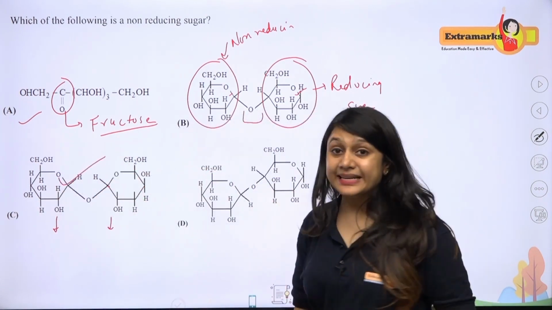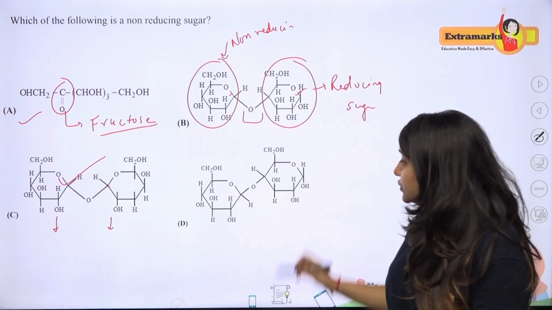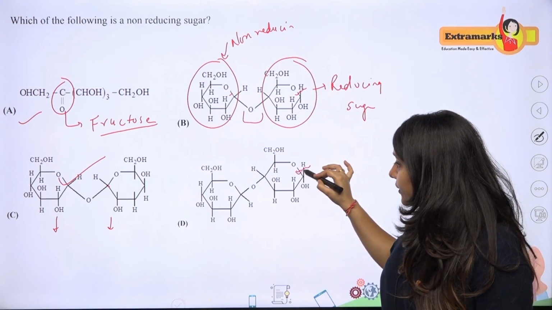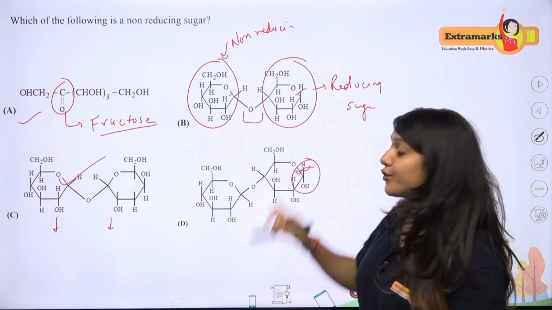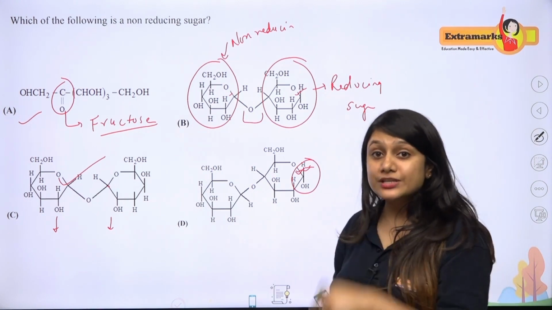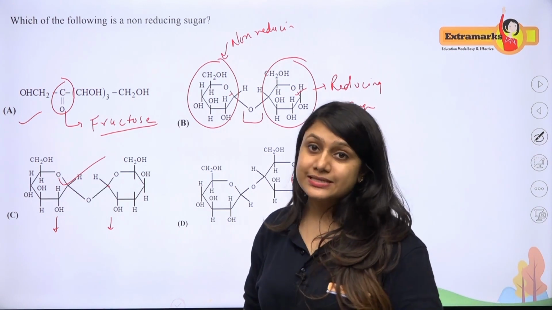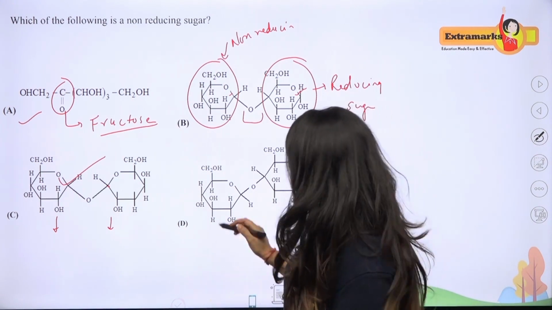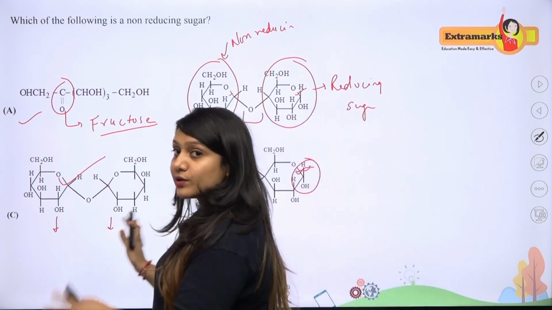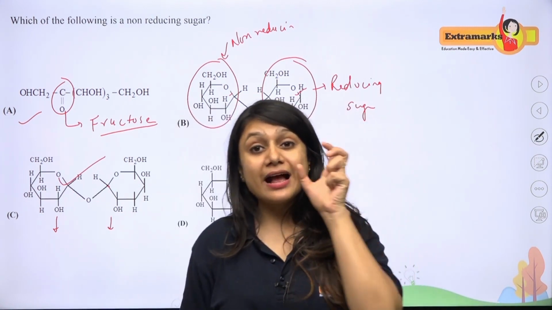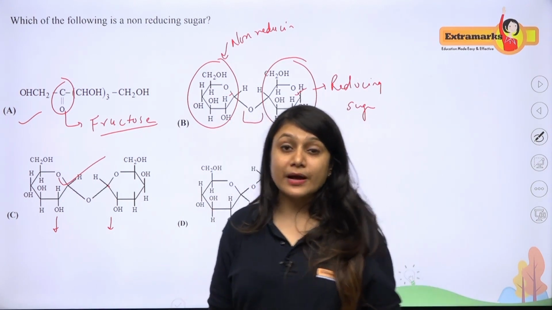Now coming to the D part, let's concentrate on it also. As you can see, this site is free. Whenever ring opening occurs, an aldehyde will form on this side. So yes, this part will be reducing, and the complete molecule is considered a reducing sugar. So yes, this is also reducing, but it is the incorrect statement; the correct answer will be only C. So we have successfully done this particular question, and this belongs to the carbohydrate biomolecule topic.